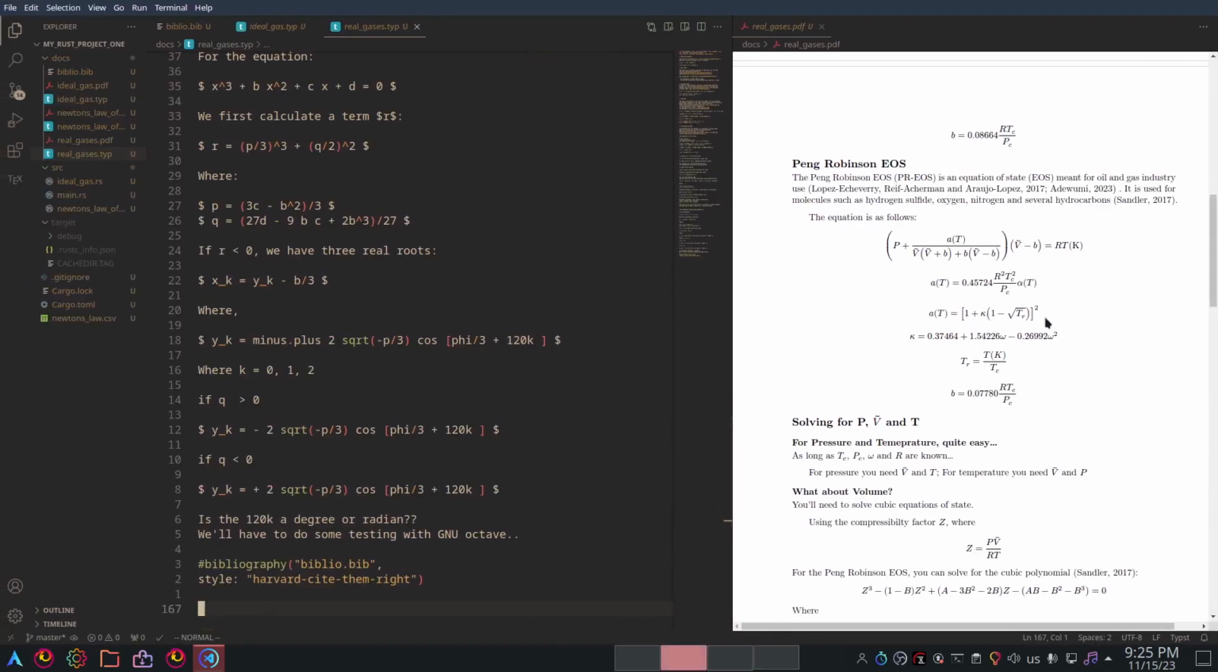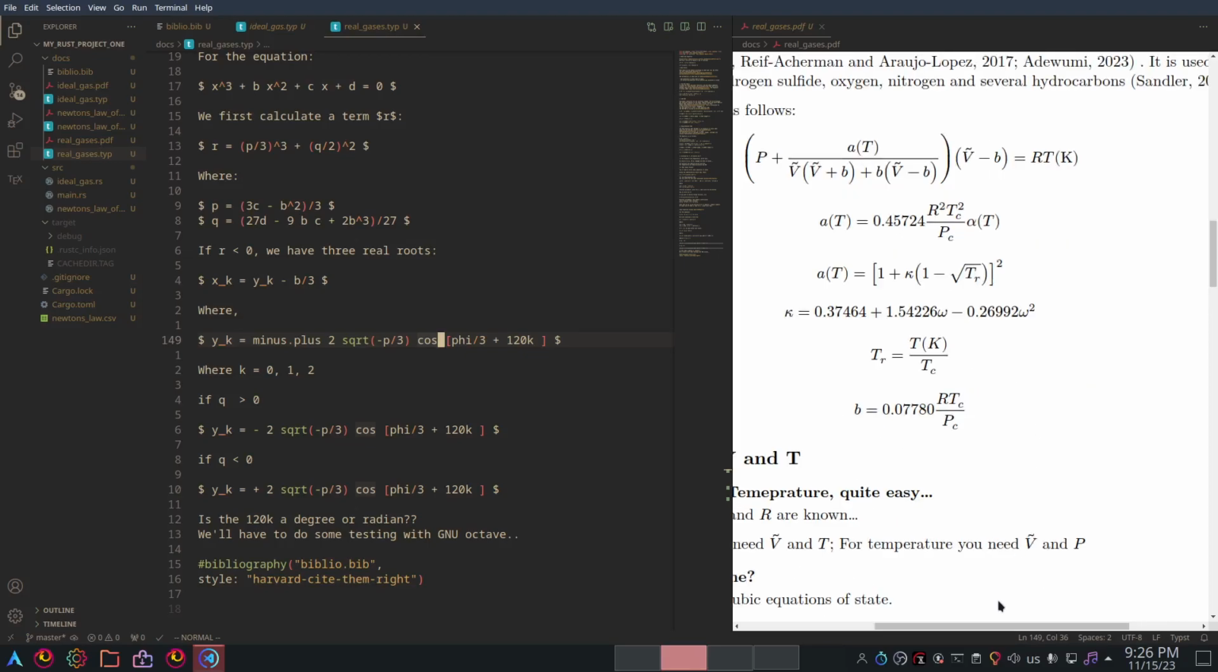So last video we were talking about the Peng-Robinson equation of state. Now, of course, we want to be solving this Peng-Robinson equation of state ideally in Rust. And through that process, we are going to find out lots more about how to code certain simulations in Rust. So we have a Peng-Robinson equation of state here.